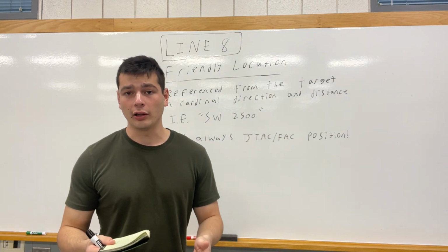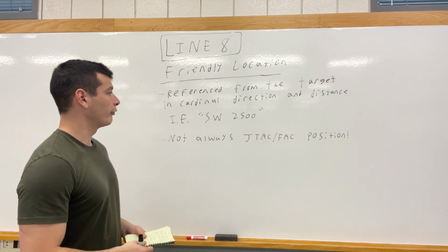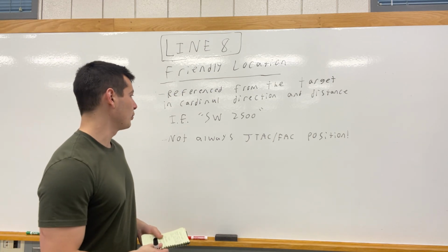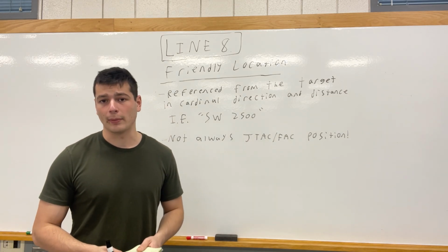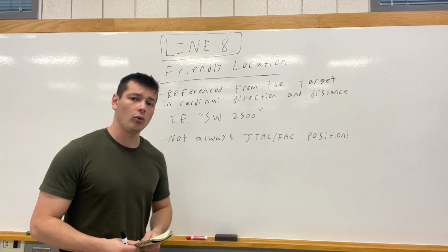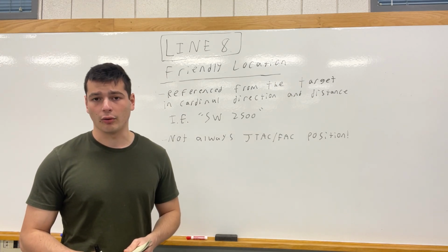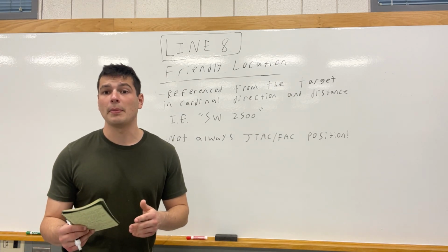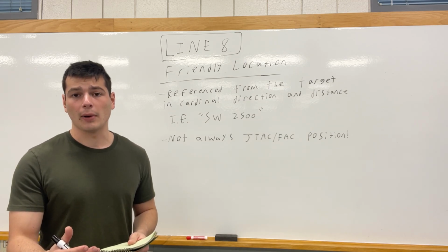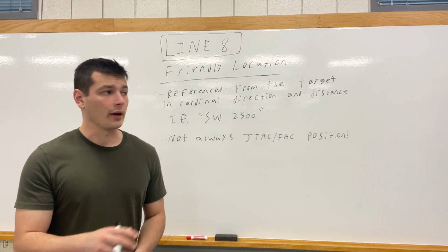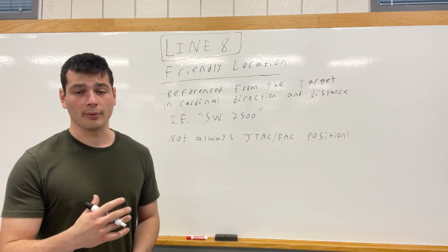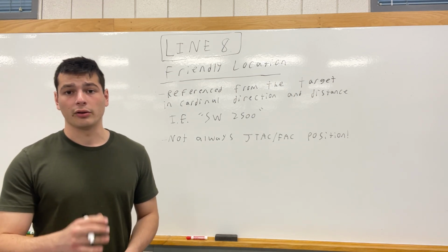Line 8 is the friendly location. This is referenced from the target using a cardinal direction and a distance in meters. So an example would be southwest 2,500 meters. Easy enough. It's important to keep in mind that this is not always the same position as the JTAC or the forward air controller is. They may be located away from the rest of the friendly units, so that's something to keep in mind as well. But just to reiterate, you're not giving the aircraft your position as the JTAC, you're giving the aircraft the position of the friendlies that they're supporting.